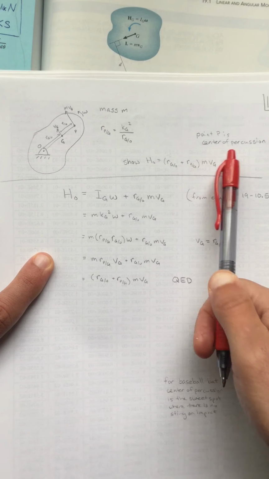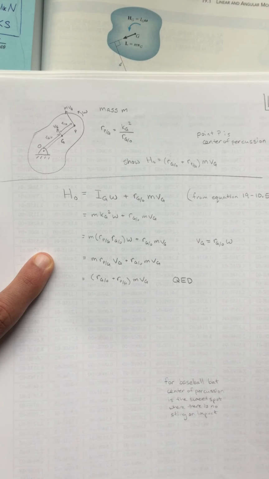Okay, and point P is the center of percussion. This is a special point, so if you have a baseball bat and the baseball hits the baseball bat at the center of percussion, then there is no sting on impact.